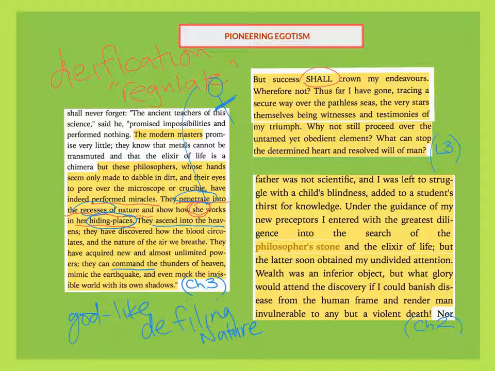"Wherefore not? Thus have I gone far, tracing a secure way over the pathless seas, and the very stars themselves being witness and testimonies of my triumph." Okay, yeah, all right, well done. The stars are applauding you, Robert. Well done, son. Again, it's a bit anticlimactic and bathetic. Yes, he's sailing into dangerous places, but triumph? Steady on there. Okay. Now, these two rhetorical questions, I think, are used very seriously, and there's no mockery here.